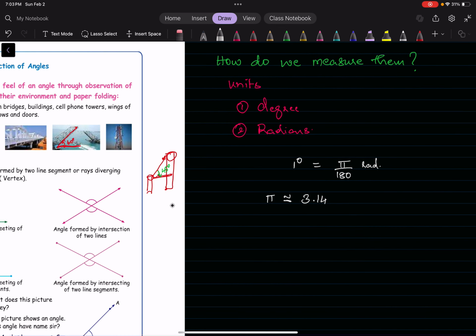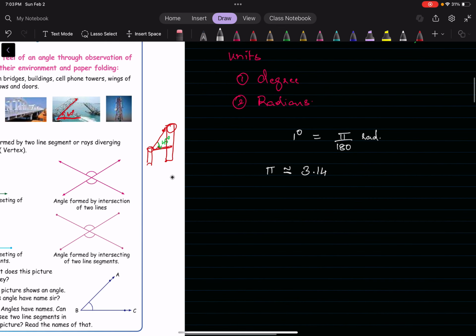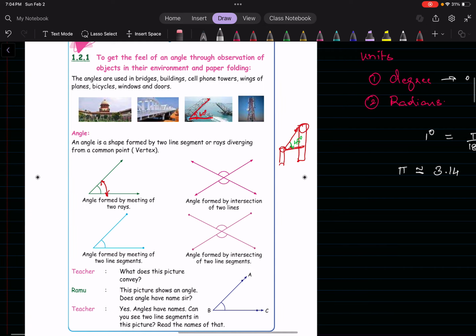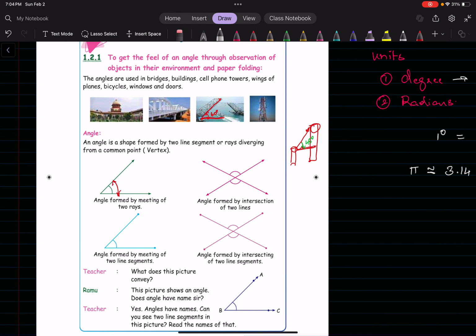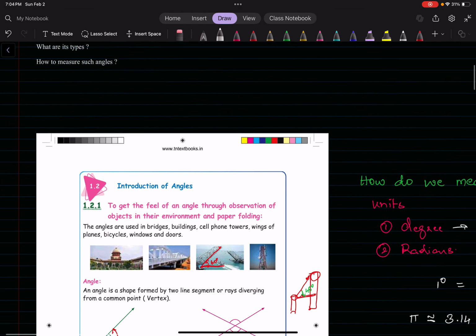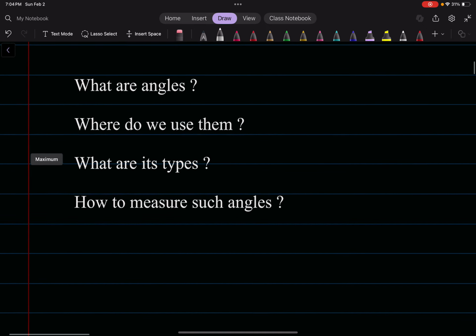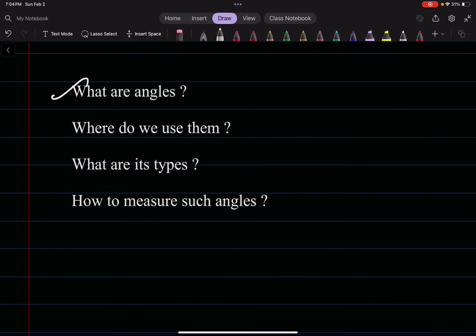Mostly in this particular session we'll be using the degree as a unit. Whenever we address angles, we mention them in degrees. There are certain types of angles as well. We are done with this question, and the third question that you might ask is what are its types. Let us discuss those types.